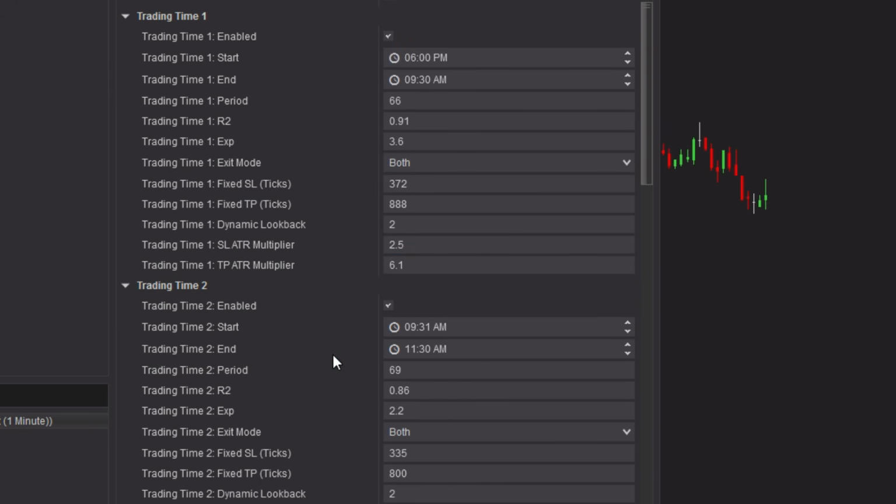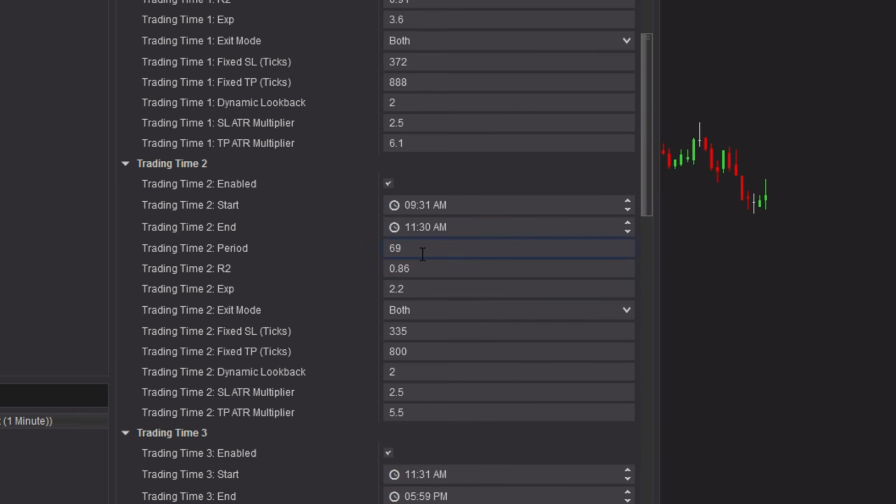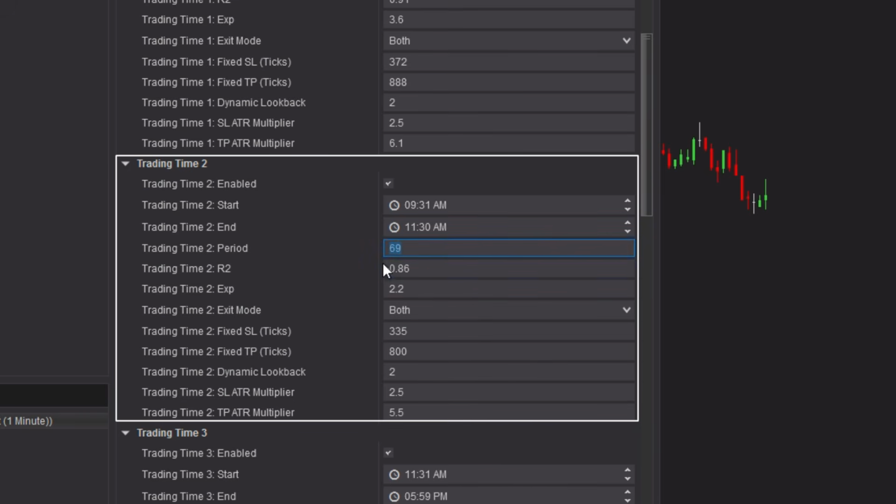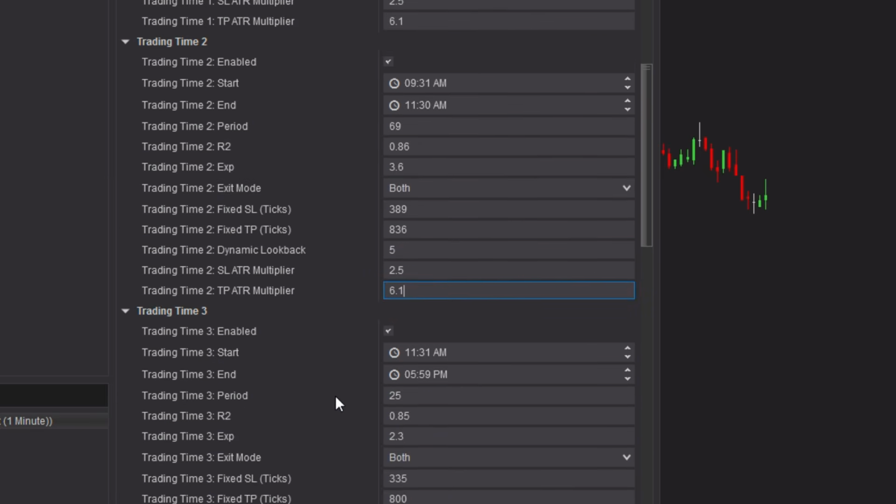Next, we'll set up for the second trading time frame, from 9:30 a.m. to 11:30 a.m. This is when the U.S. market session kicks off, and the volatility and market chaos begin to rise. So, we'll apply a unique set of parameters to take full advantage of this chaos and capitalize on the potential opportunities the market provides.